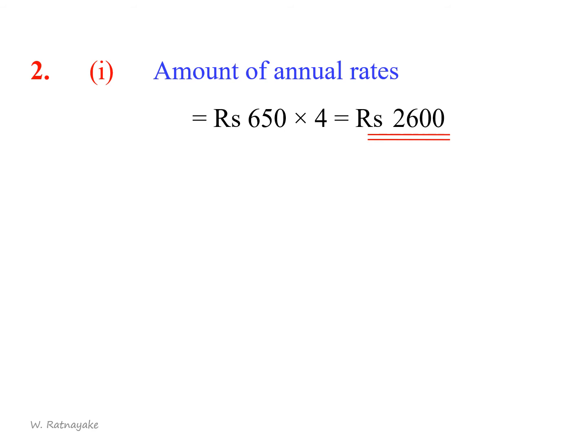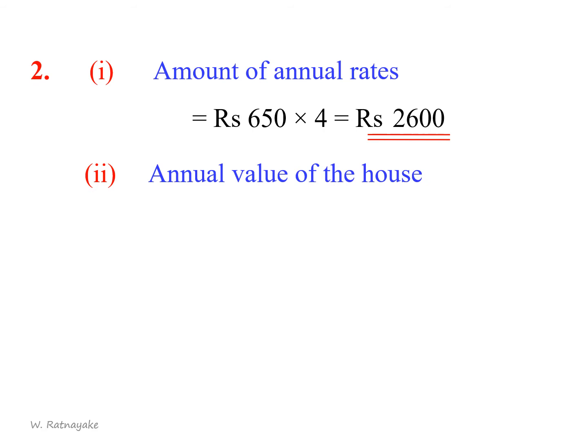Now, this annual rates is calculated based on the annual value of the property. The local authorities do some assessment of properties or houses and decide some value as the annual value of the houses. Based on that annual value, the annual rate is calculated. So this is 20% of the annual value.